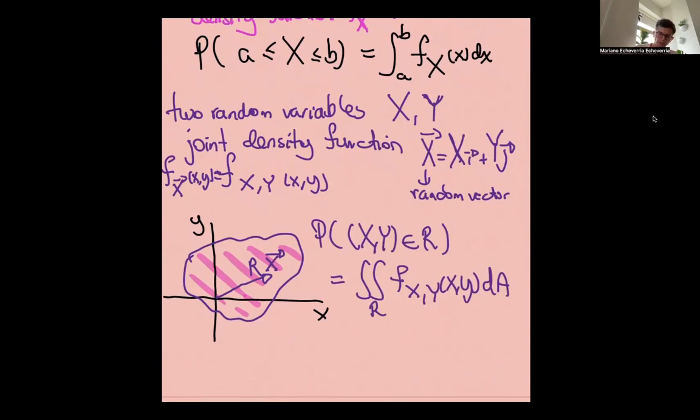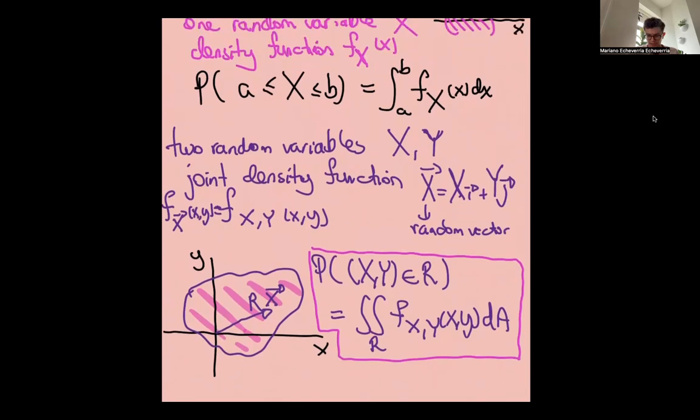That's kind of like the definition of what the density function is supposed to do for you when you have two random variables. It gives you the probability that the values of the random variables belong to a particular region on the xy plane. Is that making sense? So I was about to give you some examples, but that is a concrete way to think about what this density function is.